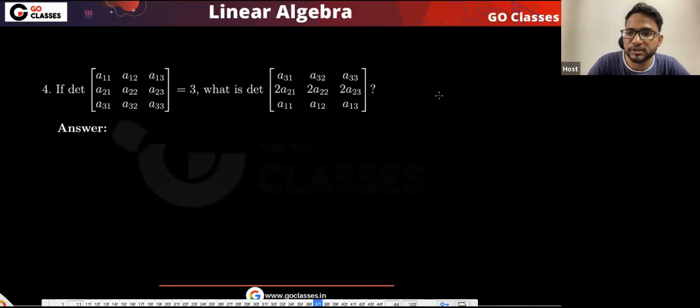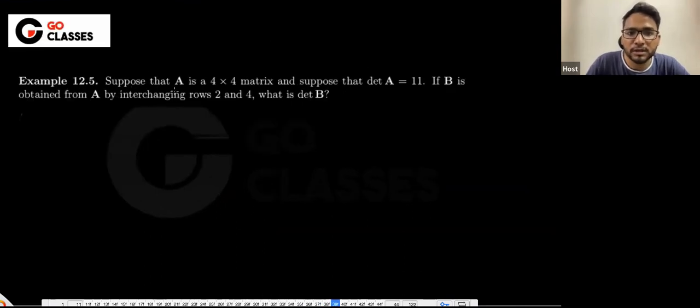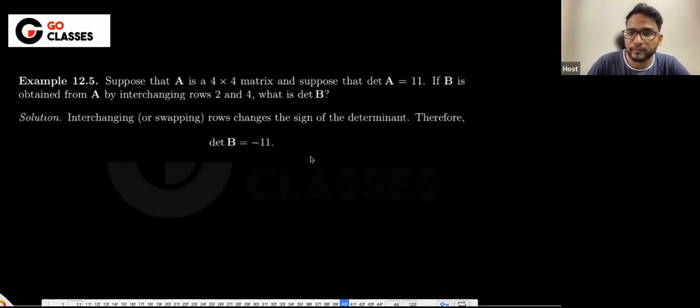Now tell me, what is the answer of this? This is 3. And then I think we have swapped it and multiplied, I think minus 6, something like that, right? Okay. That was easy. So let's solve this. Suppose that a matrix A is a 4 cross 4 matrix, and suppose the determinant of A is 11. If B is obtained from A by interchanging row 2 and 4, then what is the determinant of B? It should be minus 11 if we are exchanging two rows.